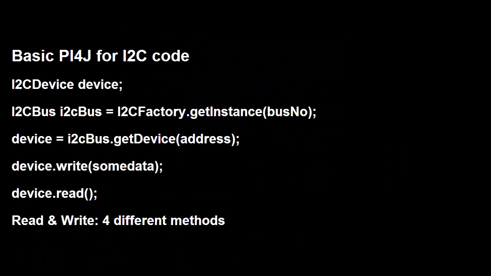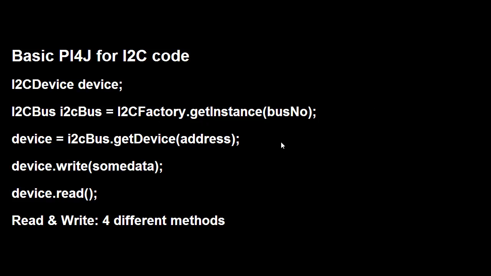The basic code for I2C will look like this. You have an I2C device instance and an I2C bus instance, for which you are going to get the instance using the I2C factory and providing the bus number.